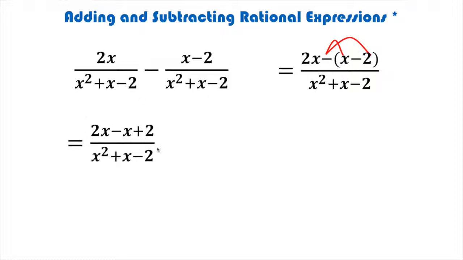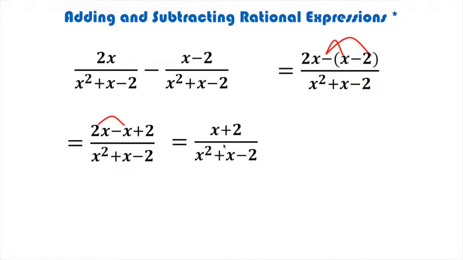Now that we've got it over here, we've got 2x minus x plus 2. I can combine my 2x and my -x. So 2x minus x just gives me x. That's going to be x plus 2 over x squared plus x minus 2. Now it kind of feels like we should be done here.